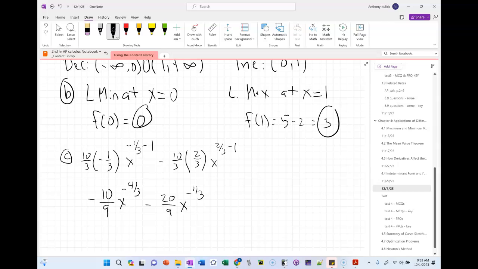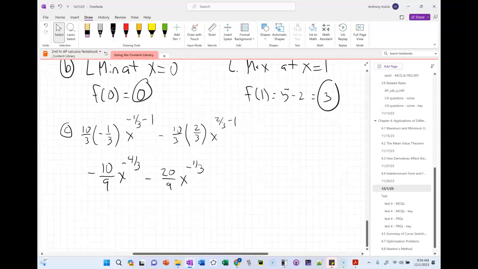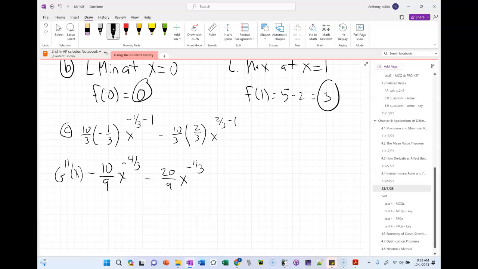That all look okay so far, Gerino? Okay. Again, I'm now going to set that equal to 0. I'm going to solve this by factoring. I'm going to take out a greatest common factor of negative 10/9 x to the negative 4/3.